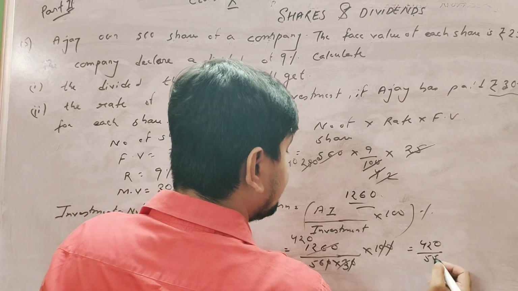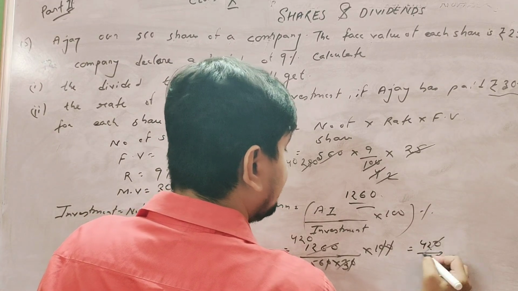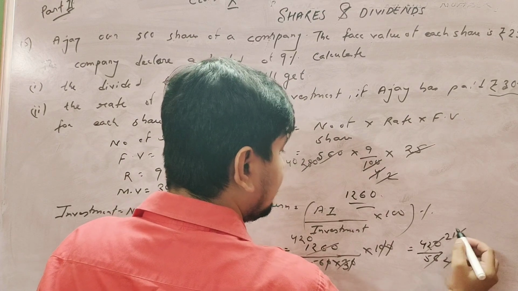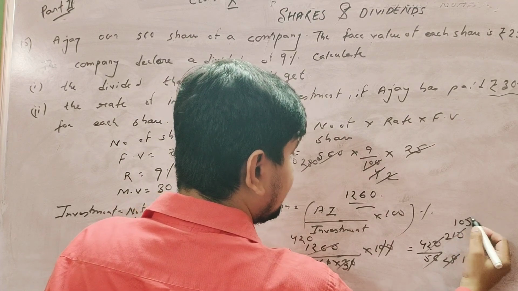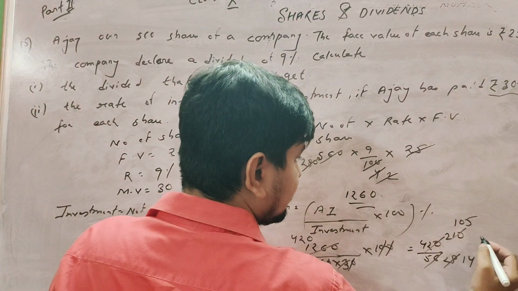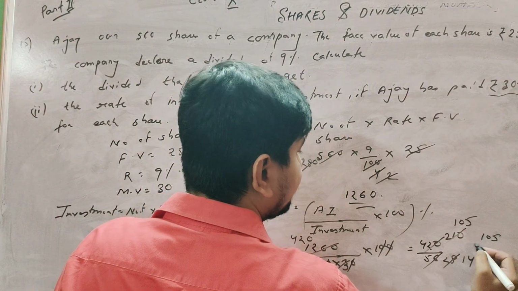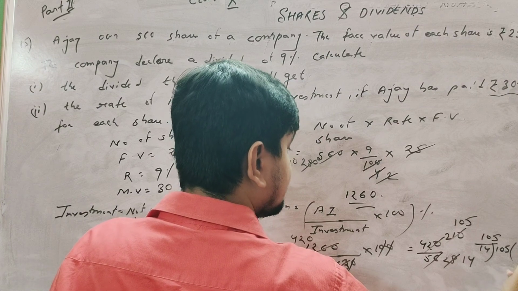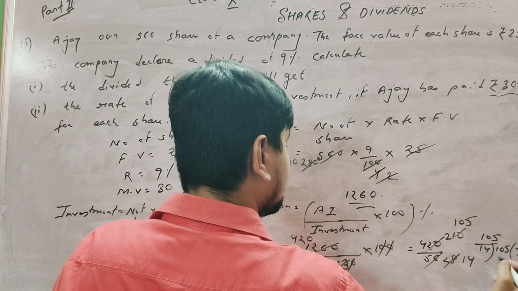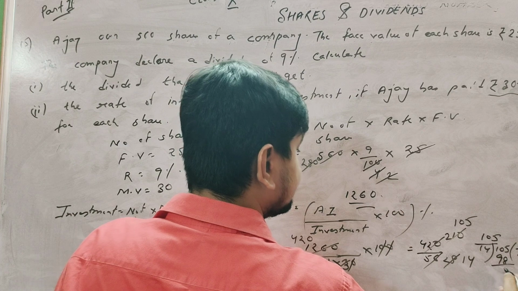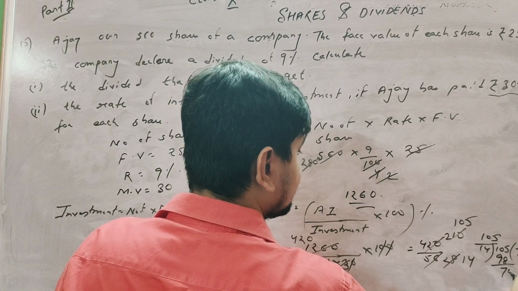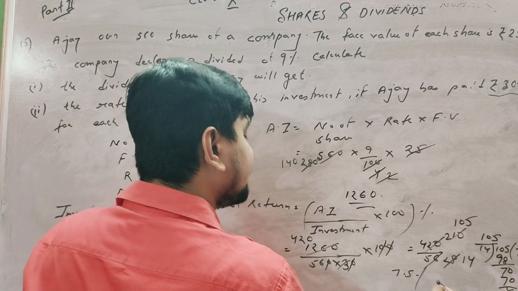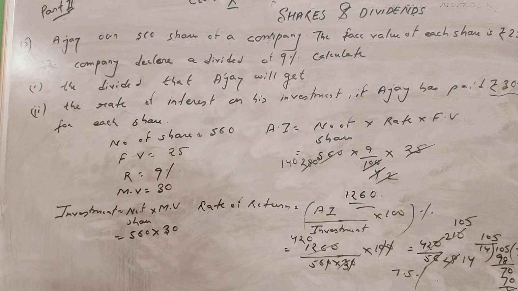420 by 56... to 210, to 14, to 105. It's 105 by 14. That is 7.5% rate of return. Note.